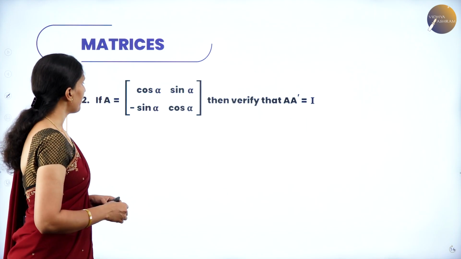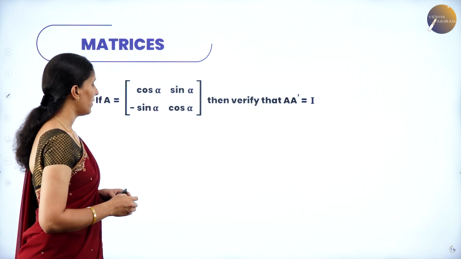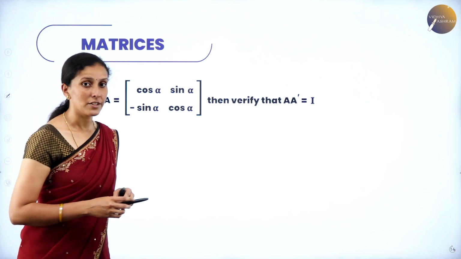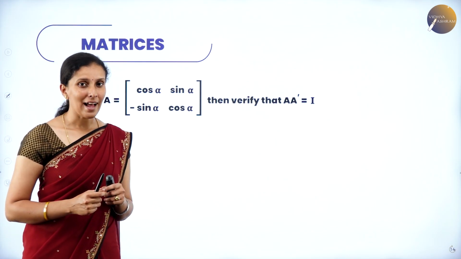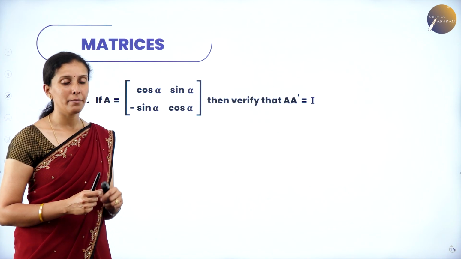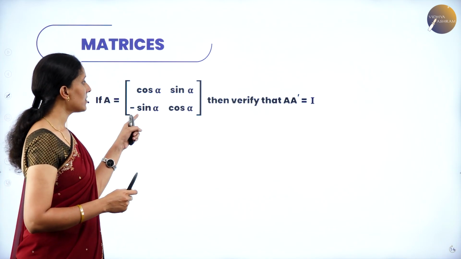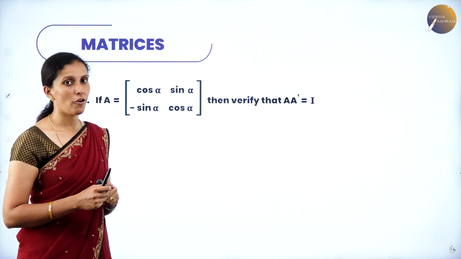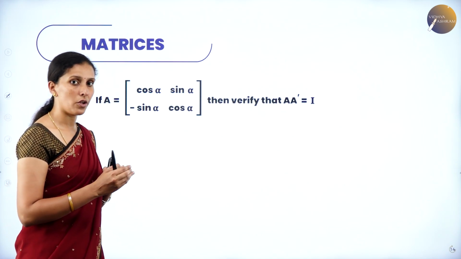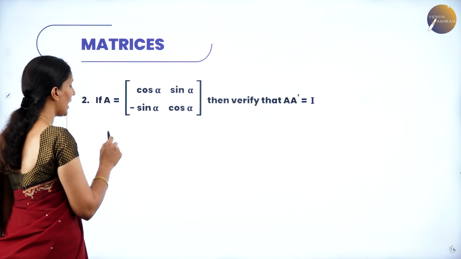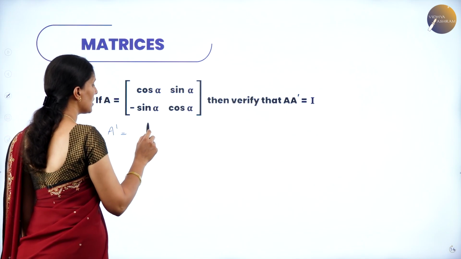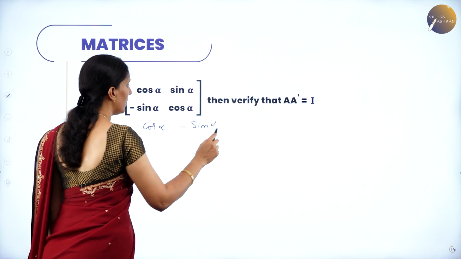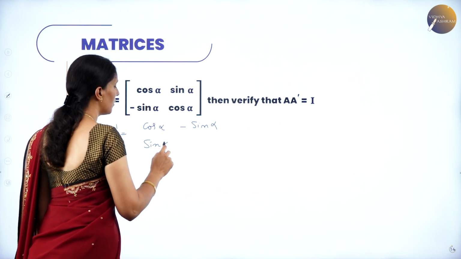Next question. If A is equal to [cos alpha, sin alpha; minus sin alpha, cos alpha], then verify that A A transpose is equal to I. What is I? I is an identity matrix or unit matrix. Since here matrix A is of order 2 cross 2, I must be of order 2 cross 2, that is [1, 0; 0, 1]. Now let's take A transpose of this. So that is [cos alpha, minus sin alpha; sin alpha, cos alpha].